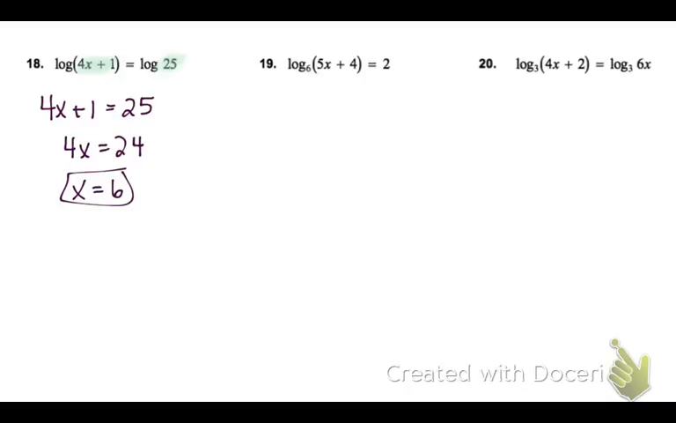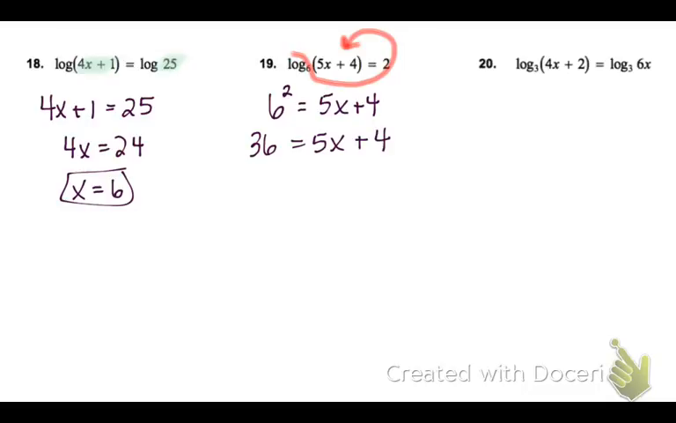Okay, with this next one, I have a log just on the left side, so I'm going to change this to exponential form. So I'm going to say 6 squared equals 5x plus 4. Six squared is just 36. And now I just have a linear equation to solve. Subtract over the 4. And then divide both sides by 5.